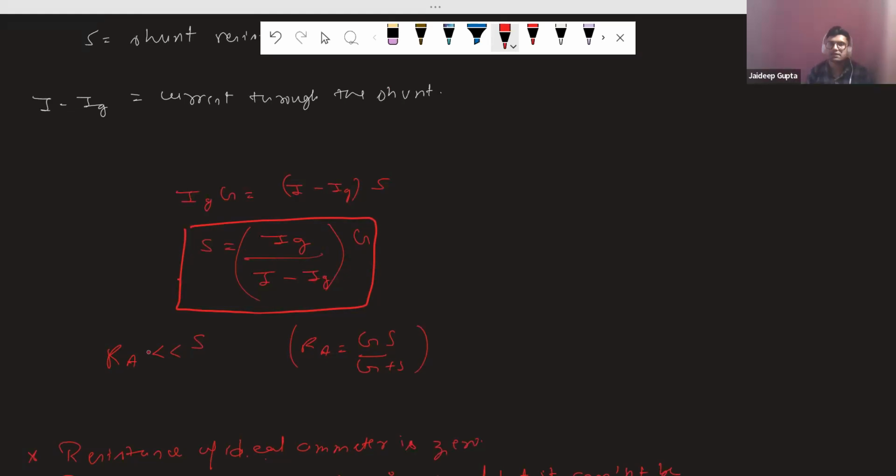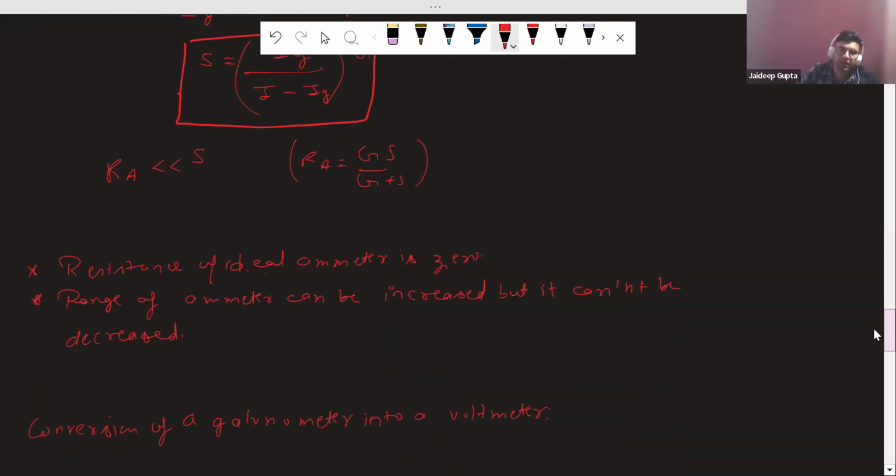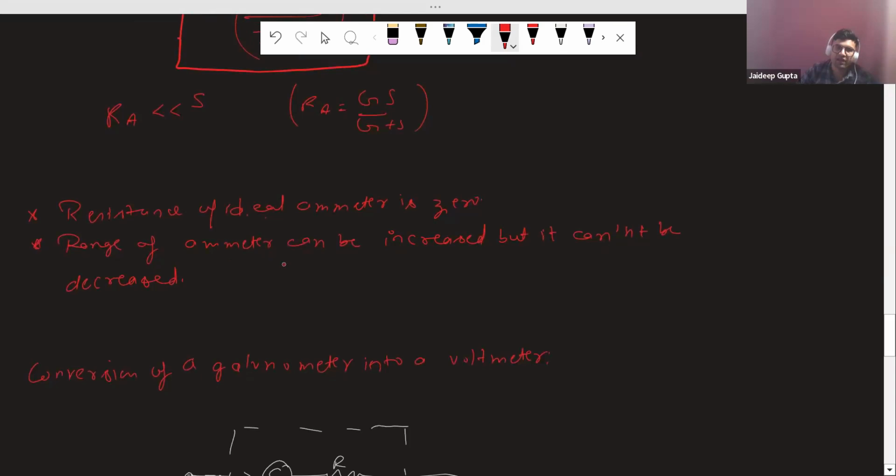But why is resistance minimum in parallel and maximum in series? Saifullah, why? Because in parallel the area increases, whereas in series the length increases. Resistance is directly proportional to length, so if we increase the length, resistance increases. If we increase the area, resistance decreases, since resistance is inversely proportional to area. The resistance of an ideal ammeter is zero, and the range of an ammeter can be increased but cannot be decreased.